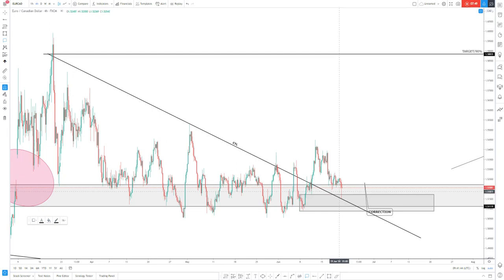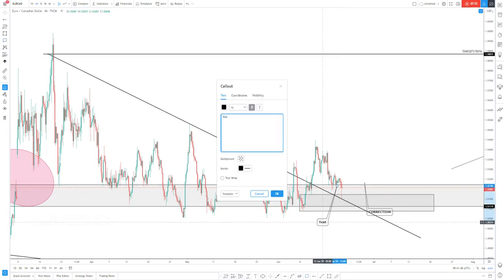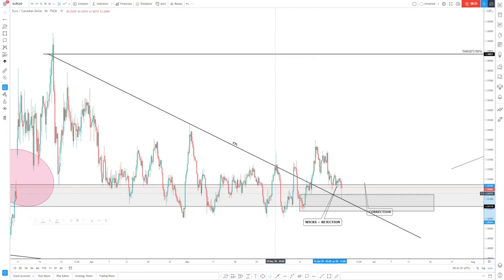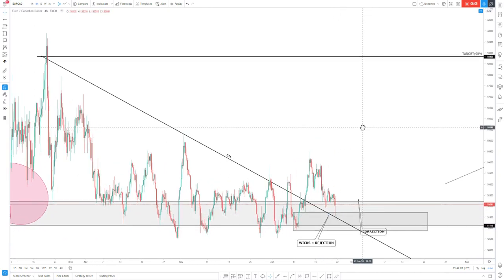Let me tag this here. Wicks equal rejection, or let me go do that on the daily. Okay, no problem. Wicks equal rejection. So once we know wicks equal rejection, there is a huge tendency that price would actually get a reversal or be reversed off this level. So I'll be looking to go long on EUR/CAD.